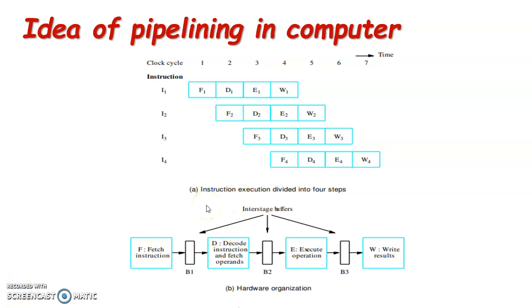Okay, for example, let's see the information in the buffers during each clock cycle. During the first clock cycle, buffer B1 holds the first instruction, and during the second clock cycle, buffer B2 holds the decoded version of the first instruction, and B1 holds the second instruction. And during the third clock cycle, B3 holds the result of the first instruction, B2 holds the decoded version of the second instruction, and B1 holds the third instruction.